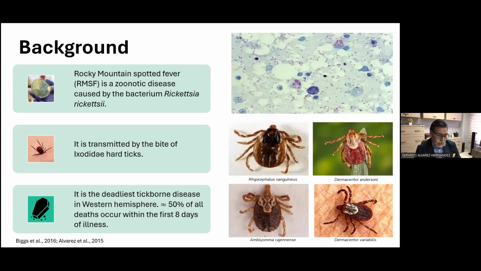As background, most of you know that RMSF is a zoonotic infectious disease, usually transmitted from animals to humans through the bite of hard ticks within the Ixodida family from different genera, such as Dermacentor, as you can see, and Rhipicephalus ticks. RMSF can provoke a really high rate of fatalities among people who are infected by Rickettsia, the agent of this disease.